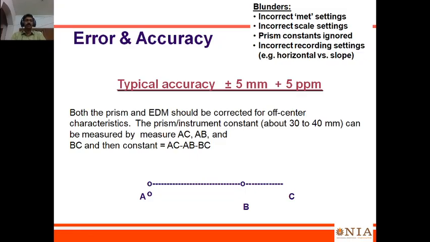The prism or instrument constant, about 30 to 40 mm, can be determined by measuring AC, AB and BC, and then the constant can be calculated.